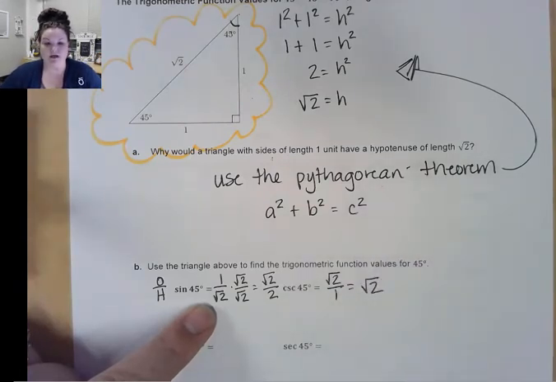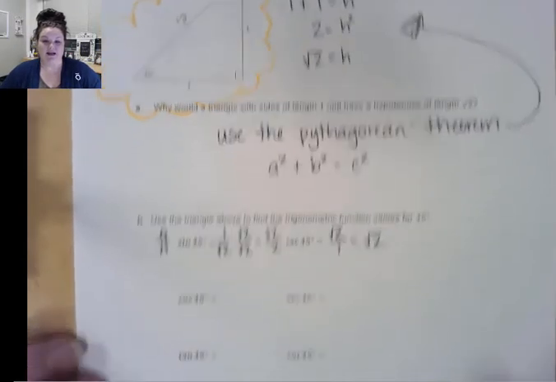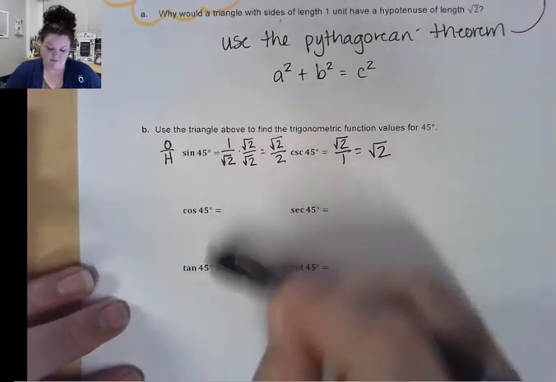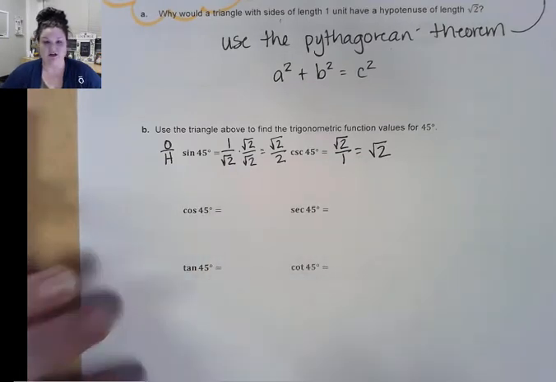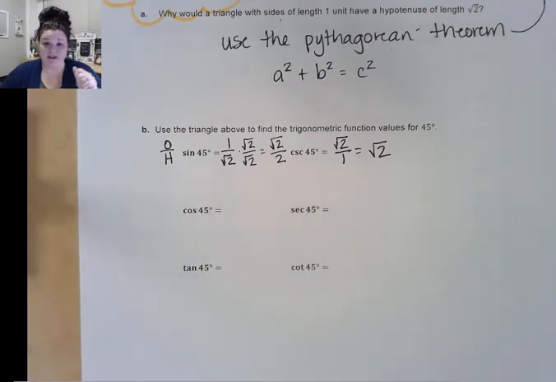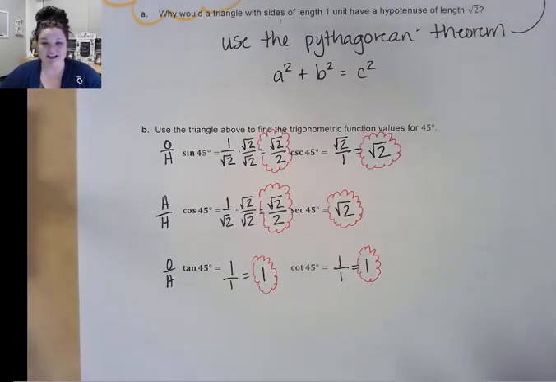Okay. All right, I am going to go ahead and let you guys do the remaining 4. Go ahead and find cosine, secant, tangent, and cotangent. And then when you're ready, play the video again and we'll go over them. Okay, so let's go ahead and see how you did.